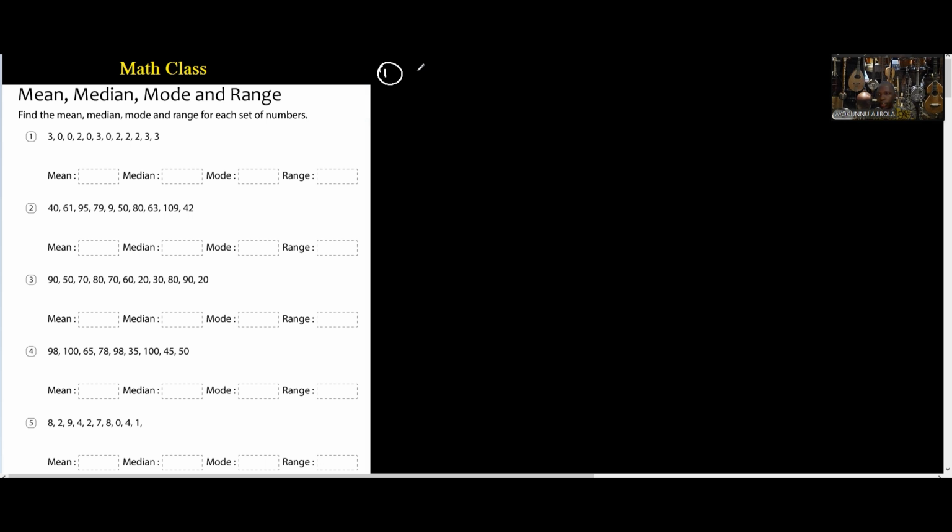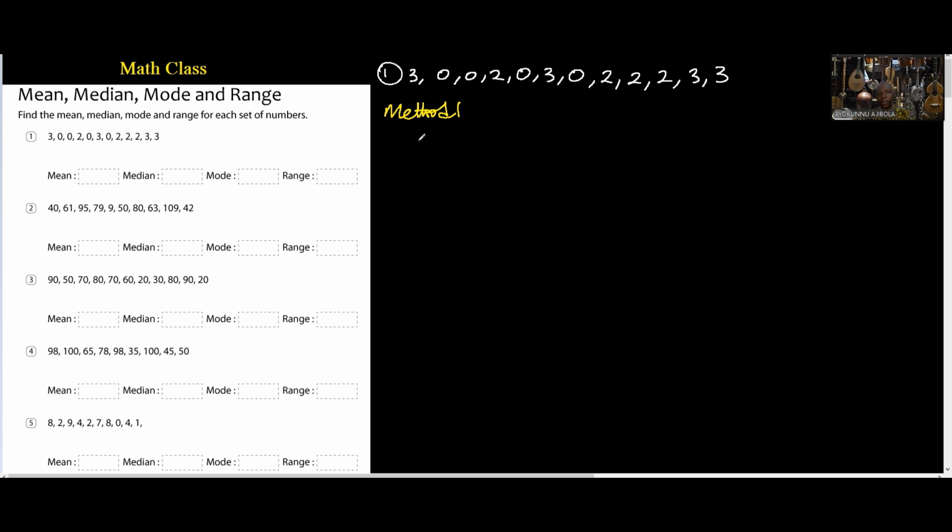Okay, the first question. So we have the set of numbers 3, 0, 0, 2, 0, 3, 0, then 2, 2, and 2, then 3 and 3. Now there are two ways of doing this. I'm just going to use the two methods so that you can see how to do it. So, method one.